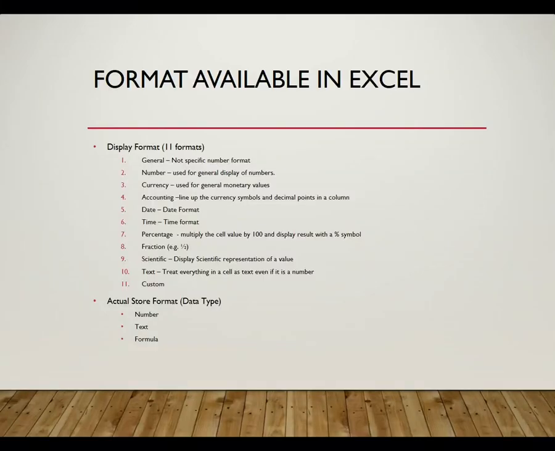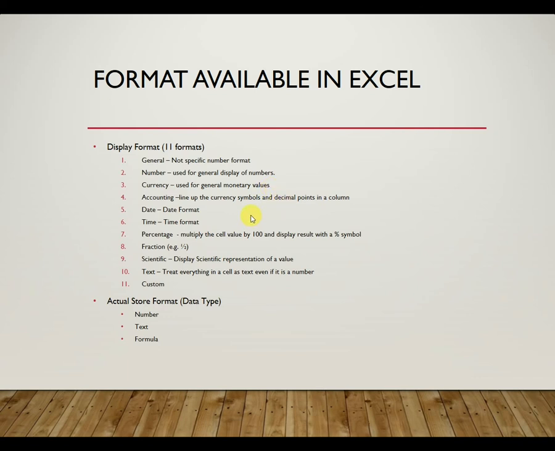Now let's have a look at how many formats Excel can use to display the value and how they are actually stored in the Excel application. Excel can present the same values in 11 ways. It can be general, which means it's not specifying any format, or a number, which allows you to apply things like a 1,000 separator. Or it can be a currency, which allows you to add the dollar sign, and also accounting.